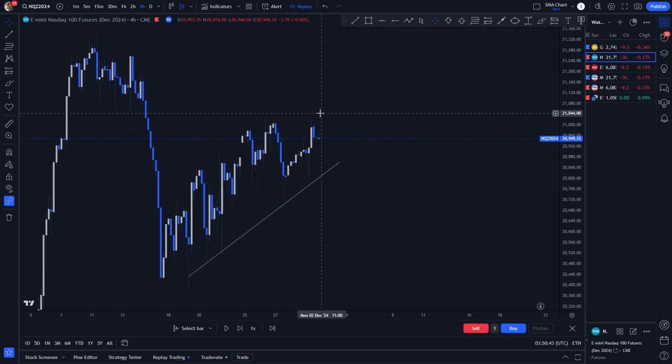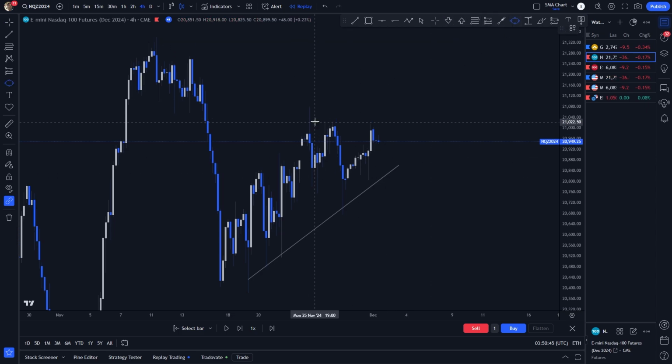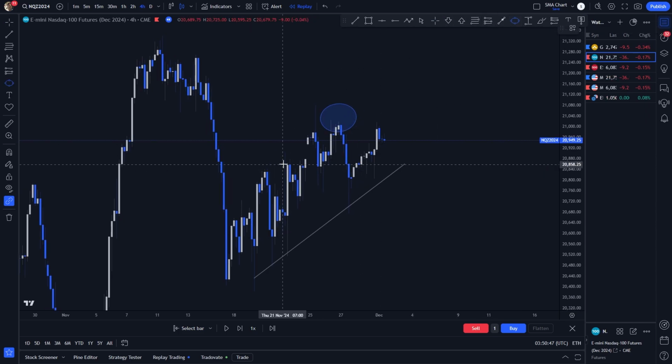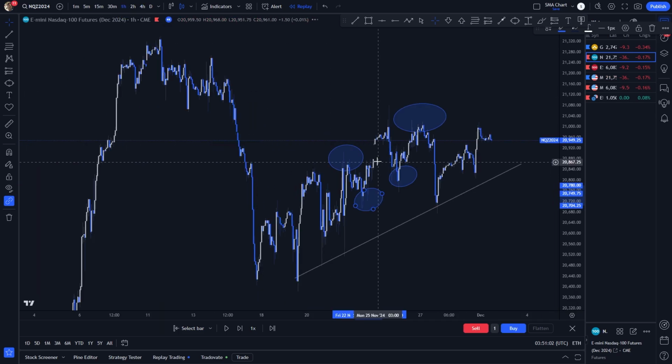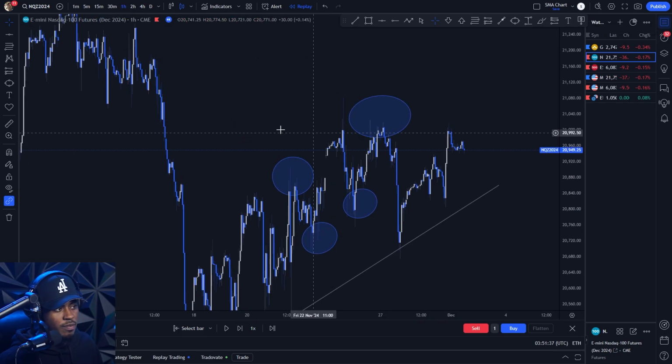Because we have clear areas of higher highs, this high being much higher than this one right here, and higher lows, this low being much higher than this one over here, right? And if we scale back in on the 1-hour, we can clearly see this. Now, if we combine this with support and resistance, let's go ahead and scale on the 30-minute.